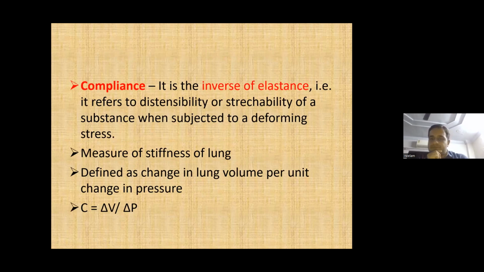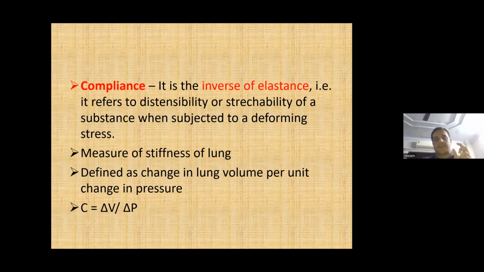Next, coming to compliance. Compliance is actually nothing but the inverse of elastance. It is a measure of the stiffness of the lung, and it refers to the stretchability of a substance when it is subjected to deforming stress. If I take the example of a balloon, if I want to measure its tendency to collapse after I remove the pressure, then I'm measuring the elastance. Whereas if I want to study how much the balloon will expand when I blow air at a certain pressure, then I'm studying its compliance.